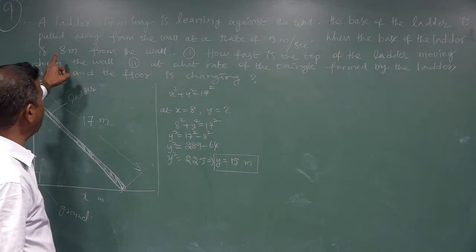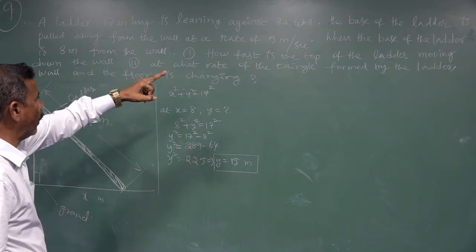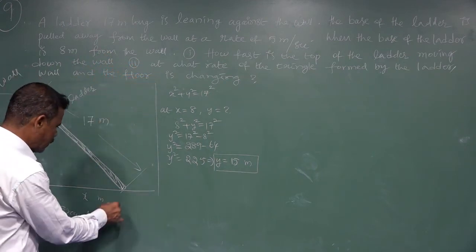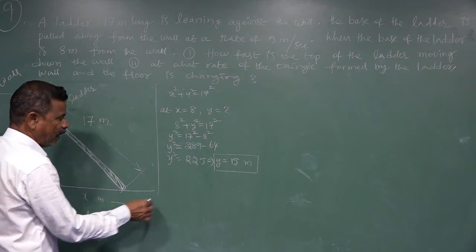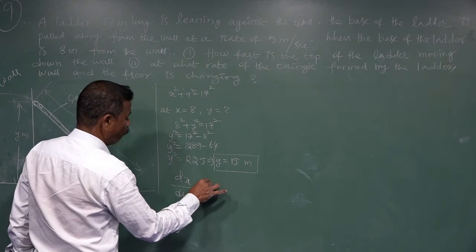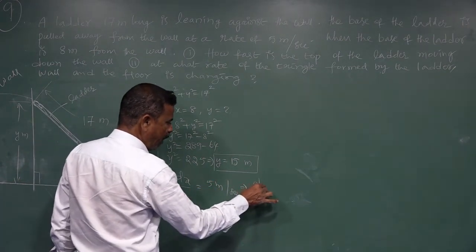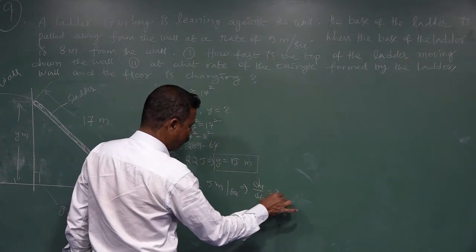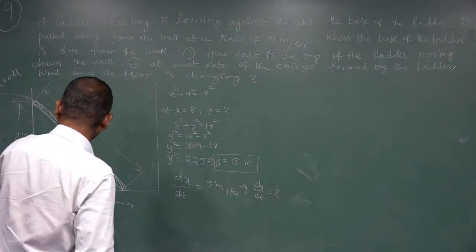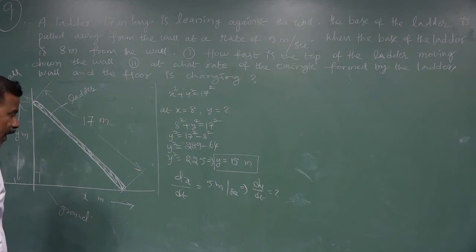The base of the ladder is pulled away from the wall at a rate of 5 meters per second. So this x increases. That is, dx by dt is given here. dx by dt is how much? 5 meters per second, given. Then dy by dt, how much is it? So here, x increasing means the ladder comes downwards. So this is the negative rate.